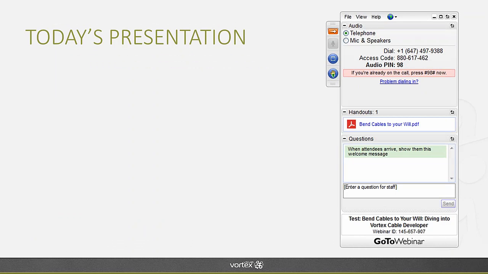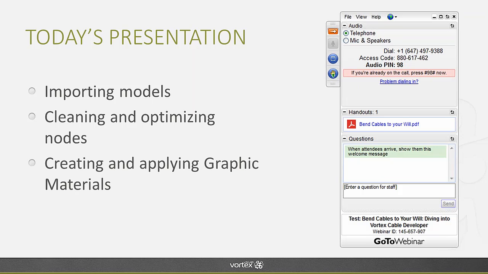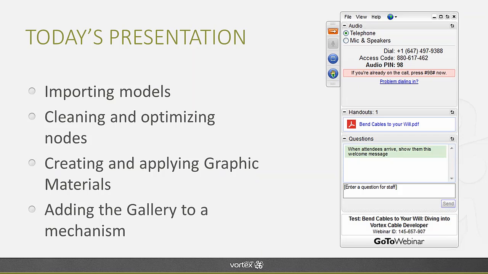The presentation is split into 4 broad sections. We're going to start by talking about importing models, how you can import models, which types of models can be imported into the graphics gallery. Then we'll talk about the work you should do cleaning up and optimizing your model's graphic nodes before you start working on the visuals and graphics materials. Then we'll spend a good amount of time talking about graphic materials. What are they? How do they work? How can you use those to create realistic equipment? And finally, we'll talk about how you can go from a graphics gallery to a functional mechanism.